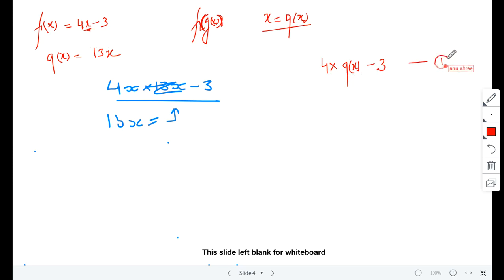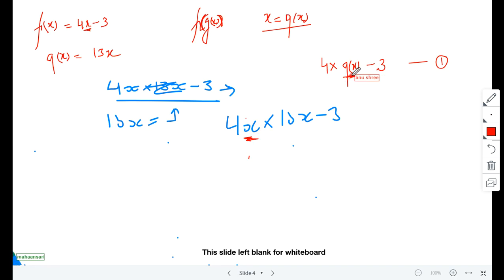Now, that's what I did. No, wait. That's what I did over here. No, that's just 4x multiplied by g(x), which is 13x, minus 3. Not 4x multiplied by g(x). It's 4 multiplied by g(x). You're multiplying x 2 times. You're putting x equals g(x), right? Well, you could have just told me that instead of telling me I did the whole thing wrong. Yeah, that's why I told you you have to put g(x), not x.